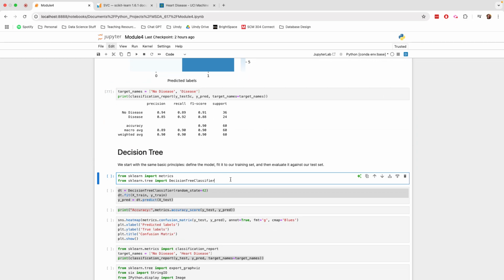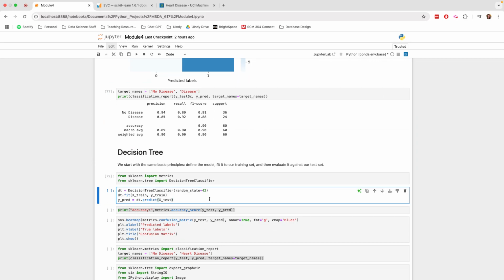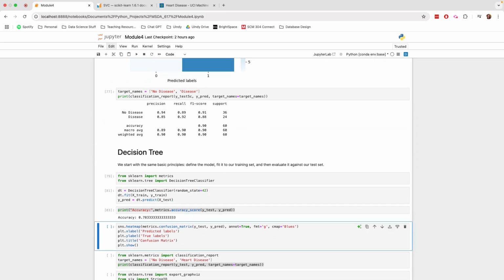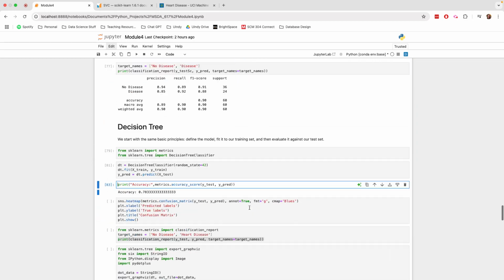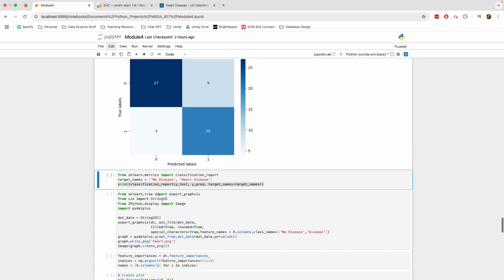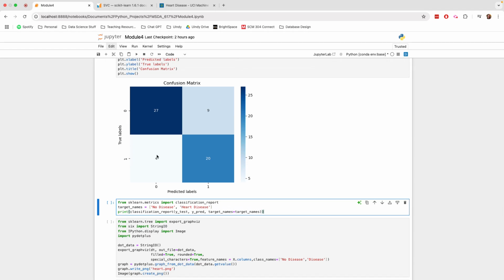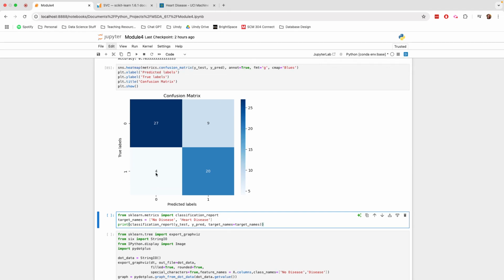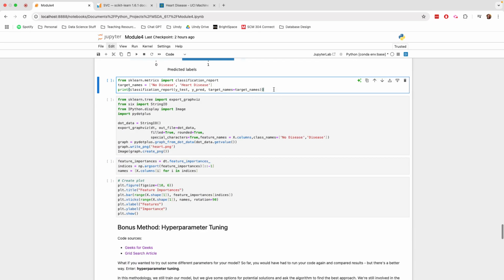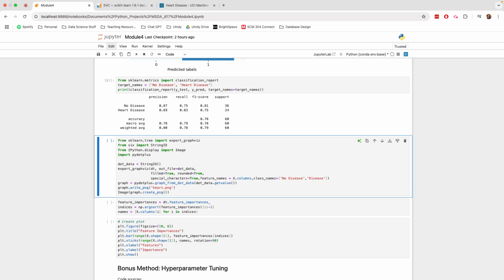We've done this before, so I'm going to go through pretty fast. Decision tree. Ooh, accuracy is a little bit lower. Okay, 78%. Let's see how we're doing here. Okay, I'm seeing the issue here. Both of these kind of peaked up a little bit. A couple more wrong here, quite a few more wrong here compared to the logistic regression.